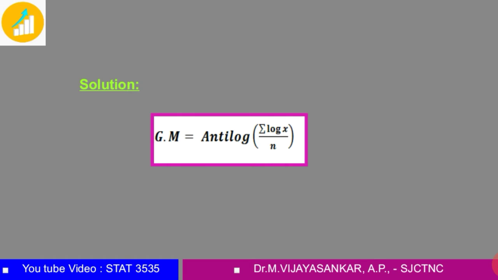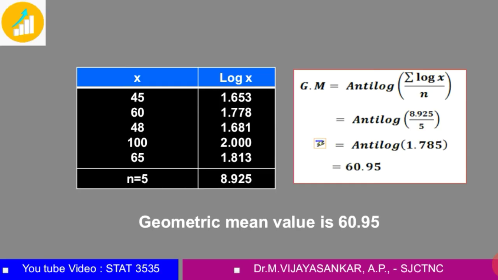Solution. This is our individual case geometric mean formula, that is antilog of summation log x by small n. Using this formula, we are going to find the geometric mean. The data is already given in our problem, the sorghum ear heads data. The data is taken as x. Our x values are 45, 60, 48, 100, 65.